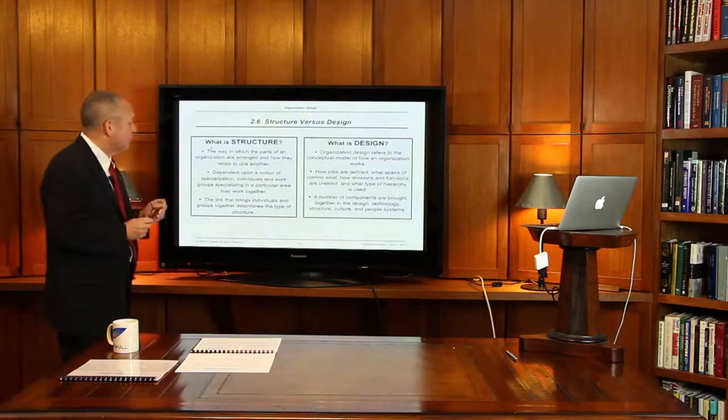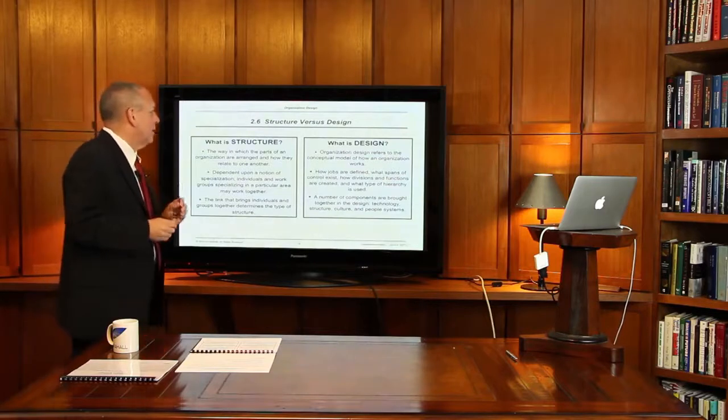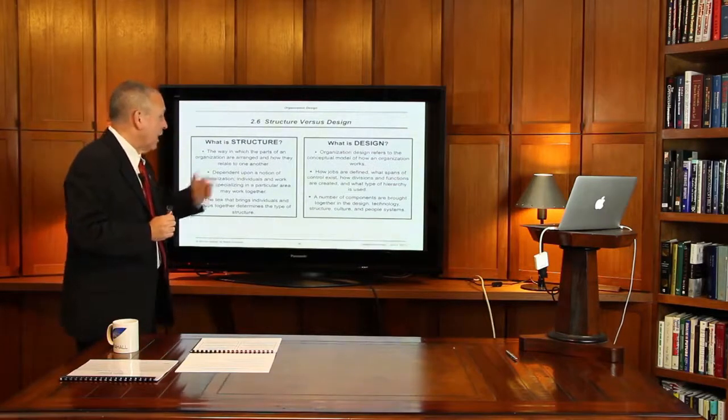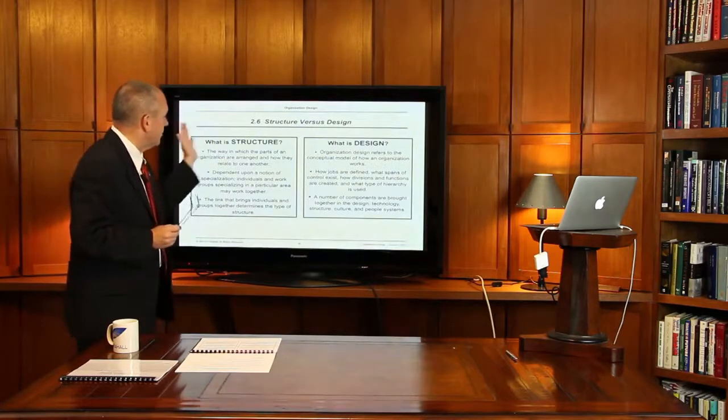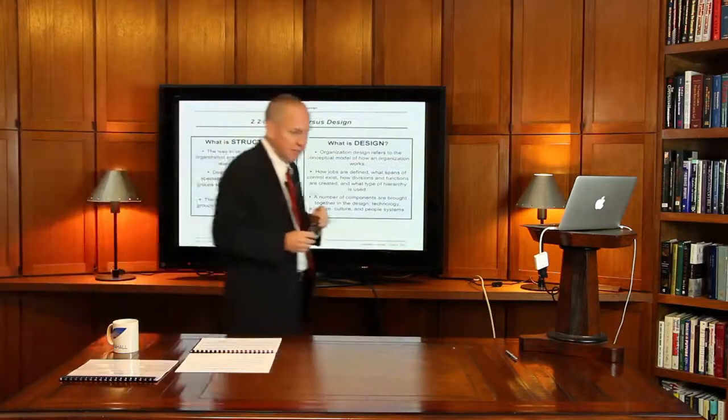So how are the blocks, the functions in your organization, related to each other? Design is conceptually how our jobs are defined, what spans of control, as I mentioned, exist, etc. So there is a technical difference between structure and design.